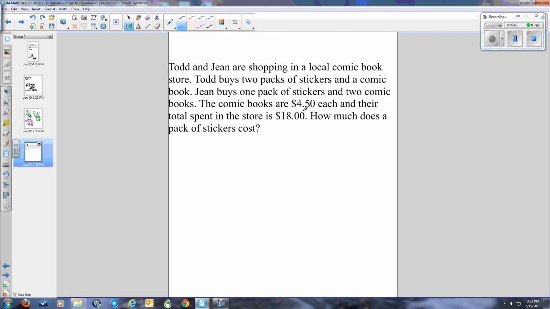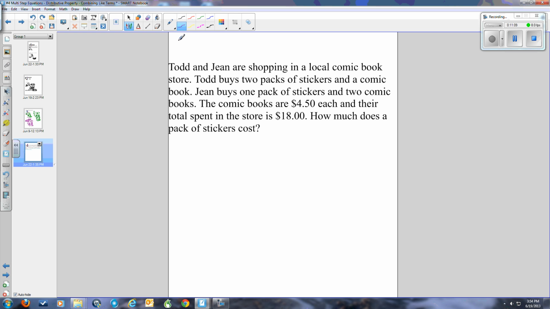Todd and Jean are shopping in a local comic book store. Todd buys 2 packs of stickers and a comic book. Jean buys 1 pack of stickers and 2 comic books. The comic books are $4.50 each, and their total spent in the store is $18. How much does a pack of stickers cost?